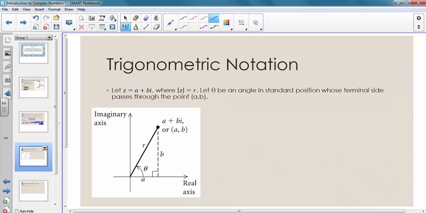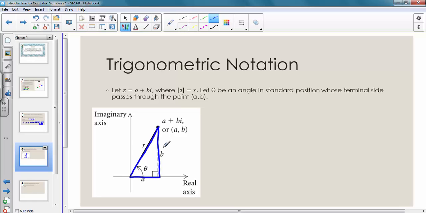So now we're going to look at trigonometric notation. If we let z equal our complex number a plus bi, where the absolute value of z equals r, let theta be an angle in standard position whose terminal side passes through the point (a, b). So kind of like we did on the graphing page, we've gone over a distance of a on our real axis, and then we've gone up a distance of b on our imaginary axis. And as I said on the previous slide, this distance from the origin is the absolute value of our complex number, and we let that equal r.